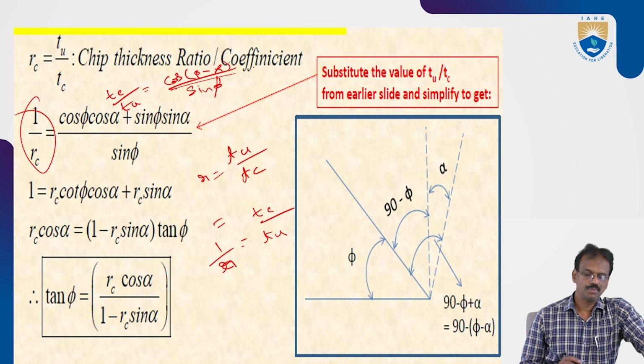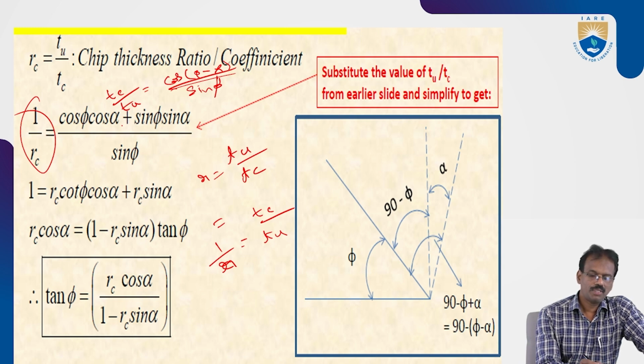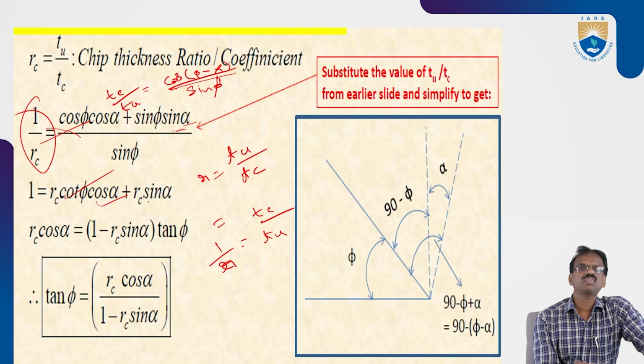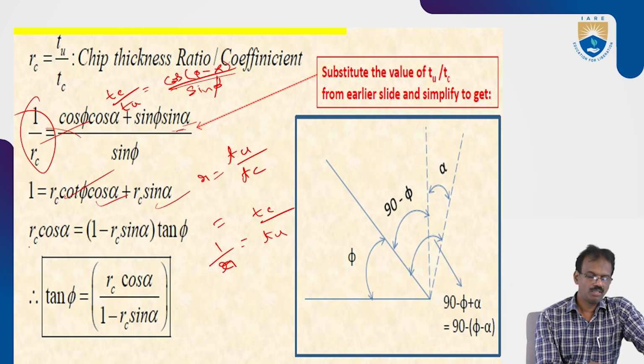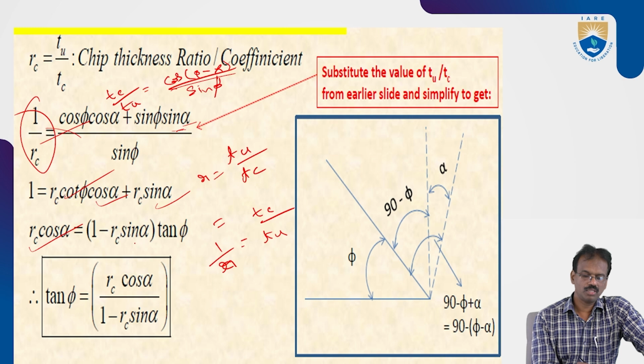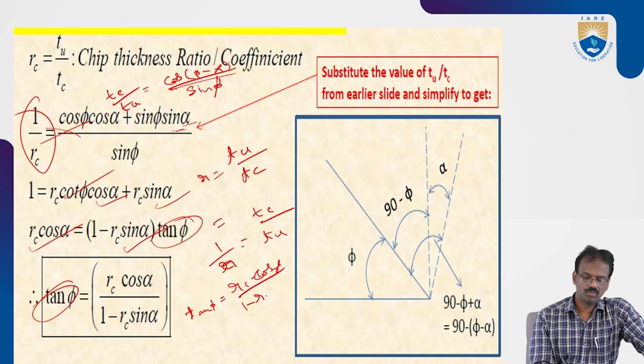So you know that cos(A minus B) is cos A cos B plus sin A sin B. So cos phi cos alpha plus sin phi sin alpha. You know this one. So cos phi by sin phi, and sin phi cancels, plus sin alpha. Okay. So if you cross multiply, then 1 is equal to rc cos alpha and rc sin alpha. Then rc cos alpha is equal to 1 minus rc sin alpha into tan phi. So tan phi is equal to rc cos alpha by 1 minus rc sin alpha.